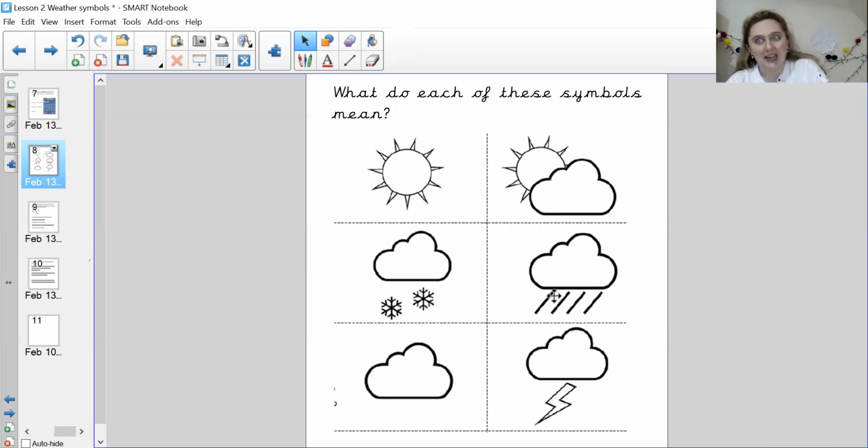Well done if you said rain. This is supposed to be heavy rain. So when you see this symbol, it means it's going to rain. How about this one here? Well done, cloudy. And this one here? Ooh, thunder and lightning.